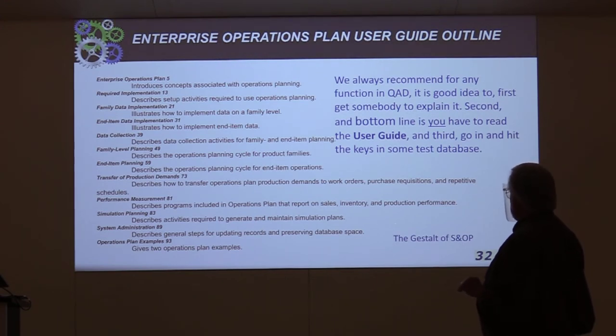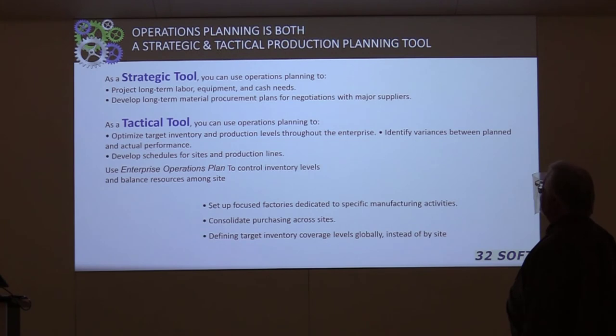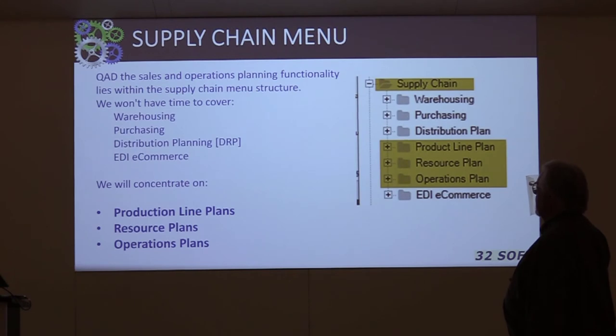This is basically the gestalt of S&OP, the entire process. You need to read and understand that. Sales and operations planning is both a strategic and a tactical tool, so it runs across the entire gamut of the organization. This is the main menu for the S&OP. It's under supply chain. We won't talk about warehouse, purchasing, distribution or EDI just today, but we're going to concentrate on production line plans, resource plans, and the operations planning menus.